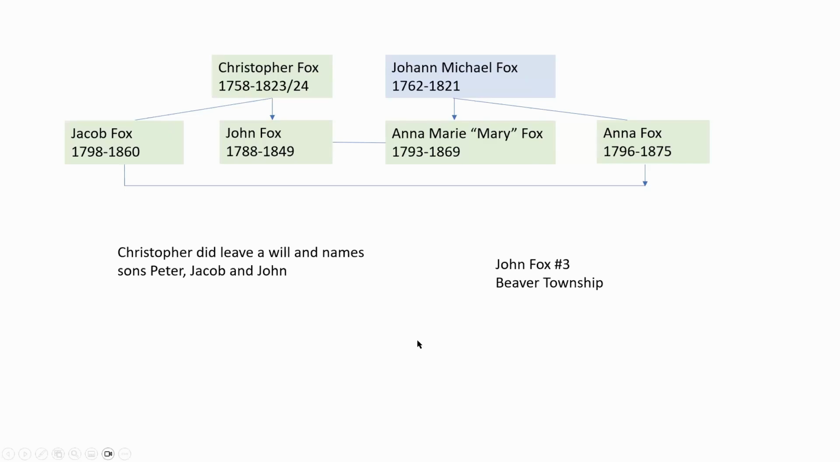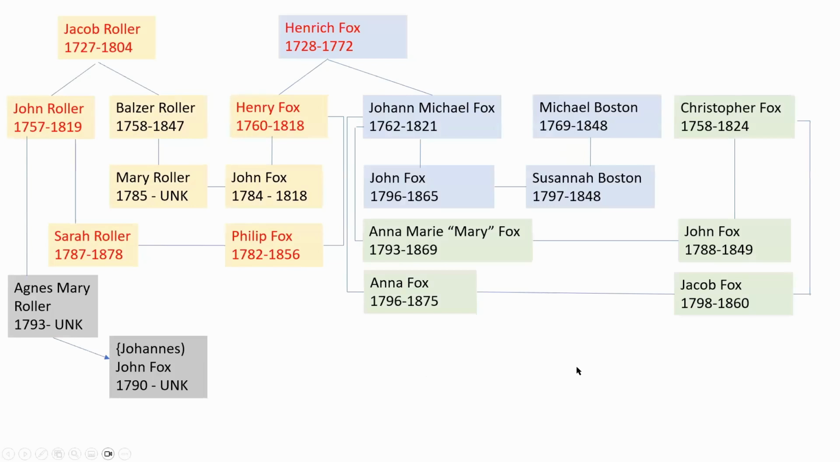If I take a look at this overall, this is what this information looks like. Everything that is in red is a direct ancestor to me. Everything that is also on this is already on my tree. So all of John Roller's kids, even Agnes Mary, even though she's not my direct ancestor, I have this connection on my tree. That was number 2. Number 1 was John Fox and Susanna Boston. I have those because Henry and Michael were brothers. And then Michael had 2 other children, of which they married sons of Christopher Fox.